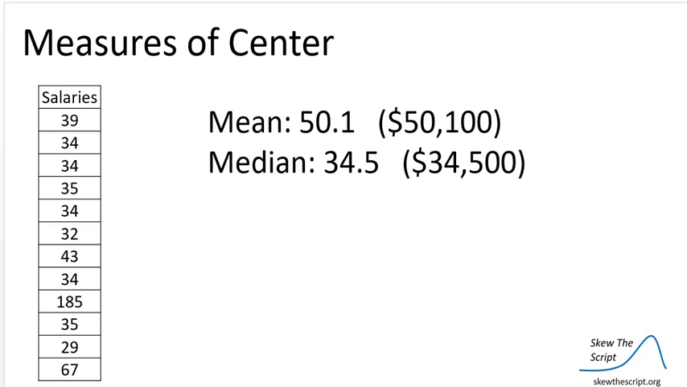Again, make sure when you are describing the data that you are using appropriate context. Since this is salaries, someone did not make $39 in a year. Someone made $34,500 or $39,000, right? So we're always working back and including proper context here.